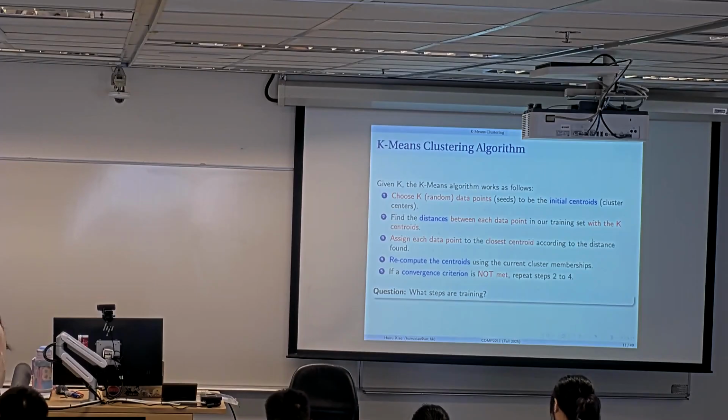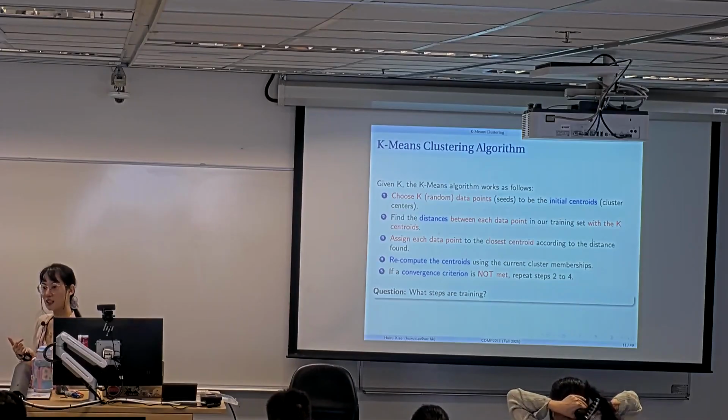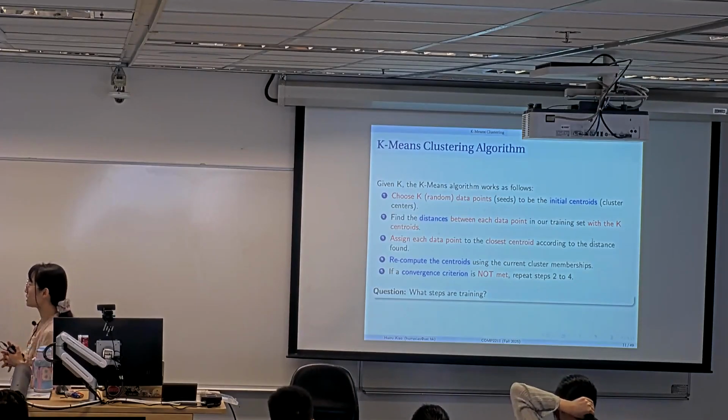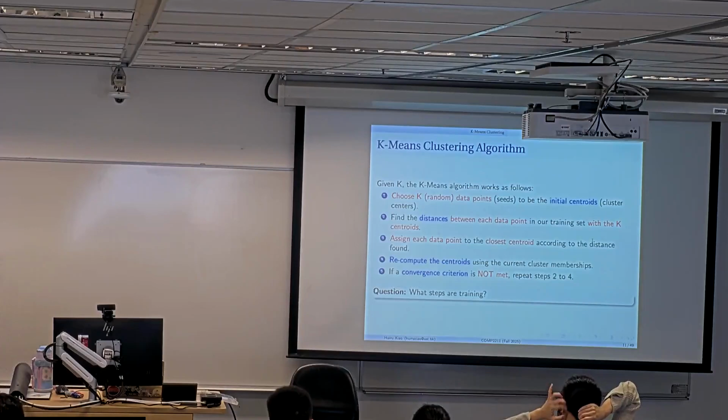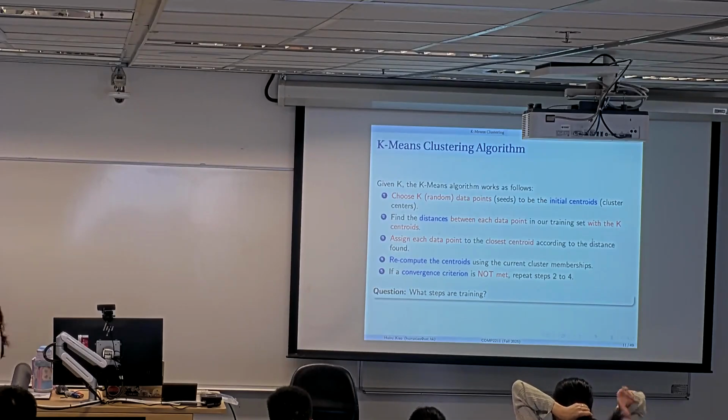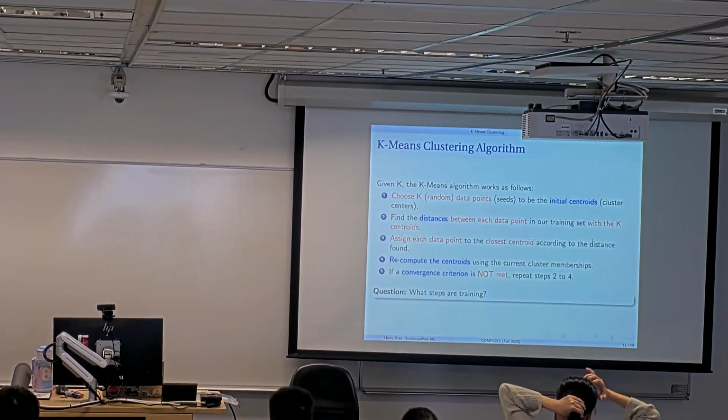First, it chooses k, possibly k random data points. We call those seeds because they are randomly chosen. Choose these k random data points to be the initial centroids. Recall that initial centroids means initial cluster centers, because in total we need k centroids, right? So at the beginning, just randomly choose k. Okay, then go to step 2.